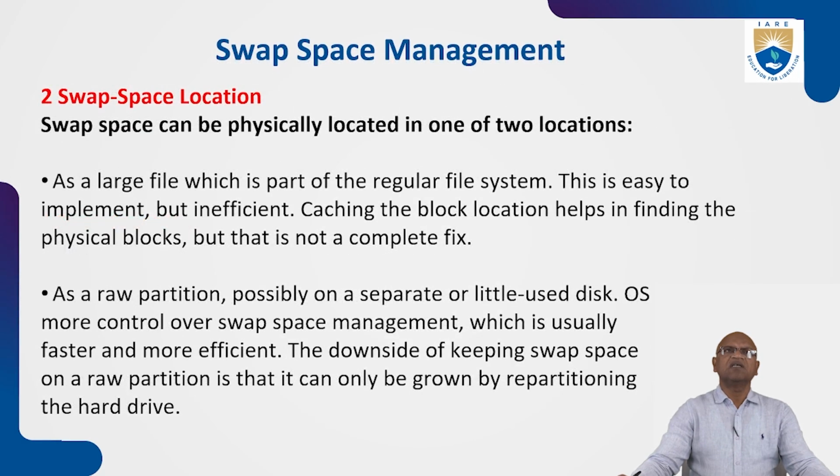So, swap space allocation. Swap space can be physically located in one of two locations. As a large file which is part of the regular file system, this is easy to implement but inefficient. Caching the block location helps in finding the physical blocks, but this is not a complex fix. As a raw partition on a separate or little used disk, the OS has more control over swap space management, which is usually faster and more efficient. The downside of keeping swap space on a raw partition is that it can only be grown by partitioning the hard drive. So that is swap space.